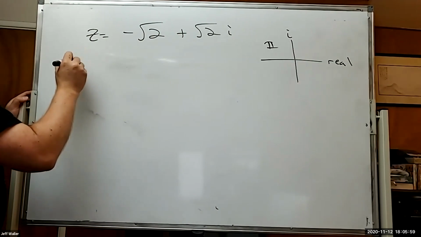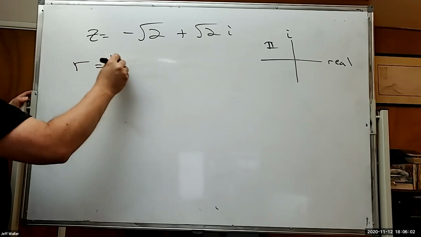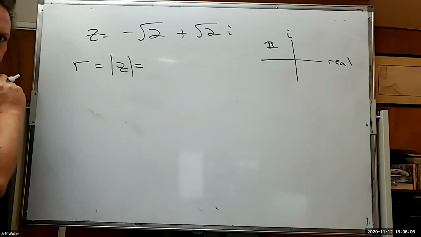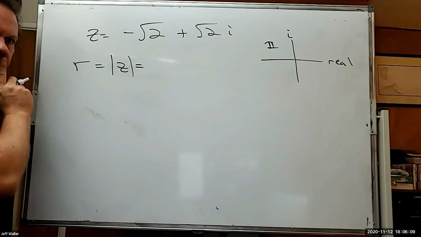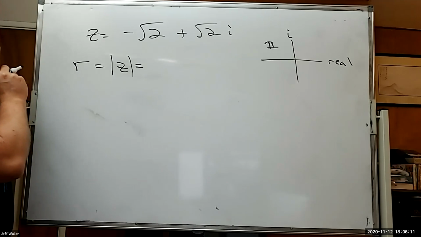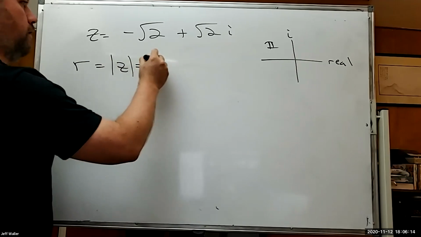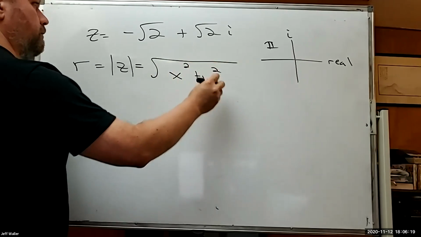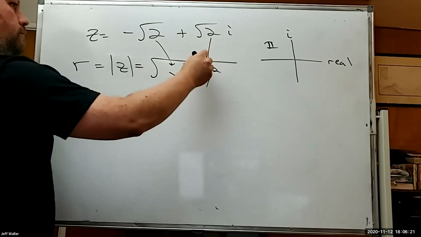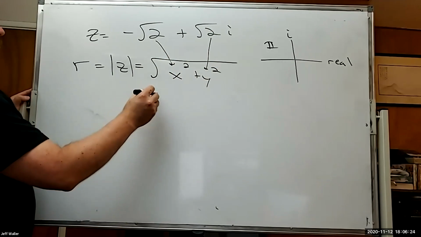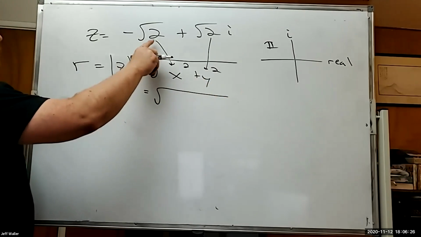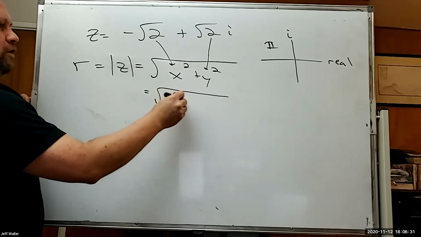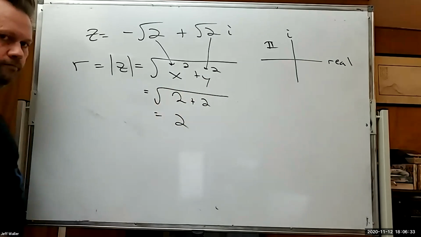So can you figure out R, which is the absolute value of Z, which is just the distance formula. Let's see, both of these will come out to be 2. I get 2 plus 2 is 4, square root of 4 is 2.